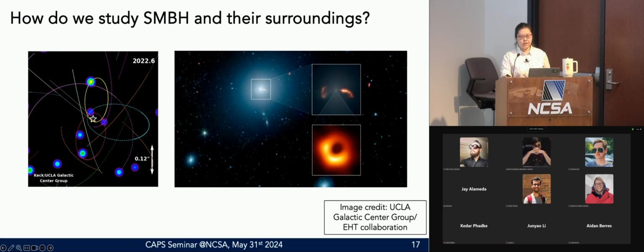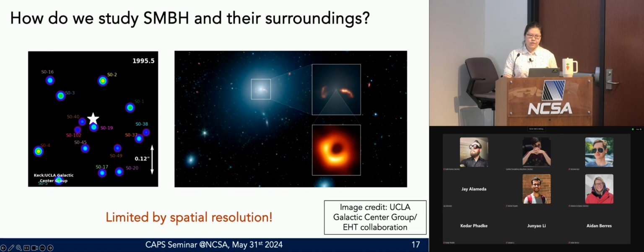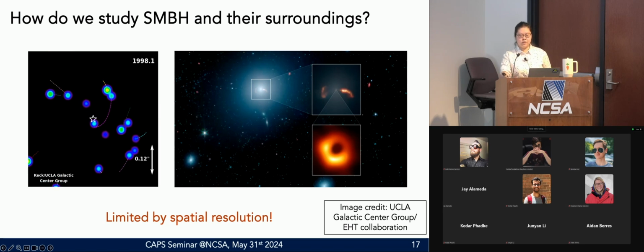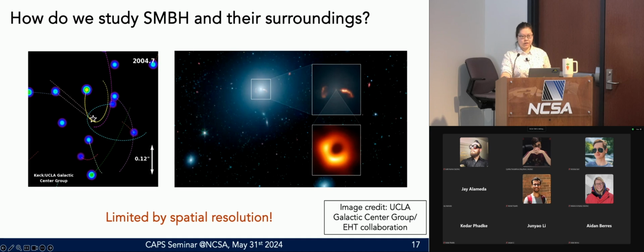But all of these methods are really limited by spatial resolution. We can only do this for a few nearby black holes, and this is not going to change in the foreseeable future because we're just limited by how big of a telescope we can build and how big of a baseline we can have on Earth.